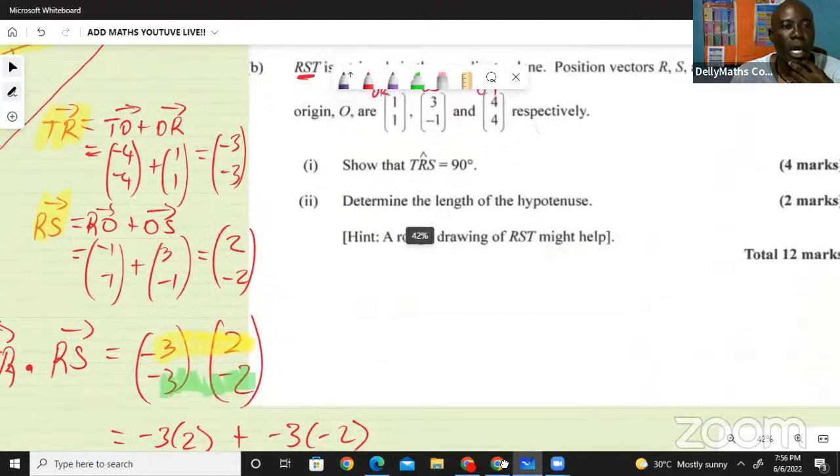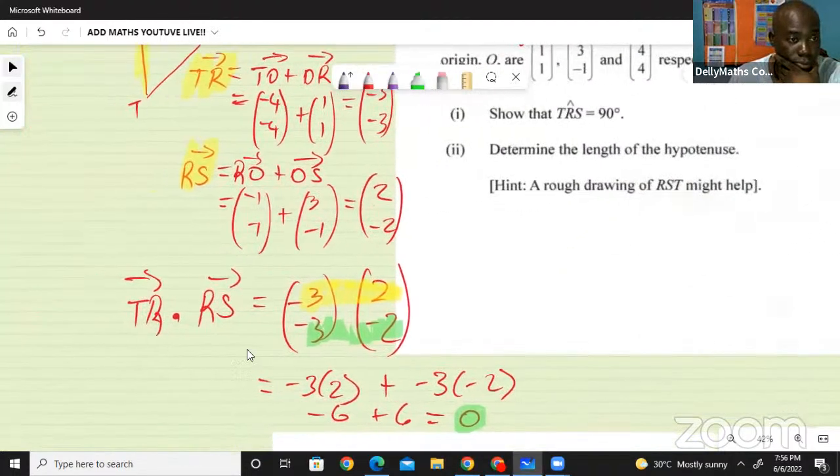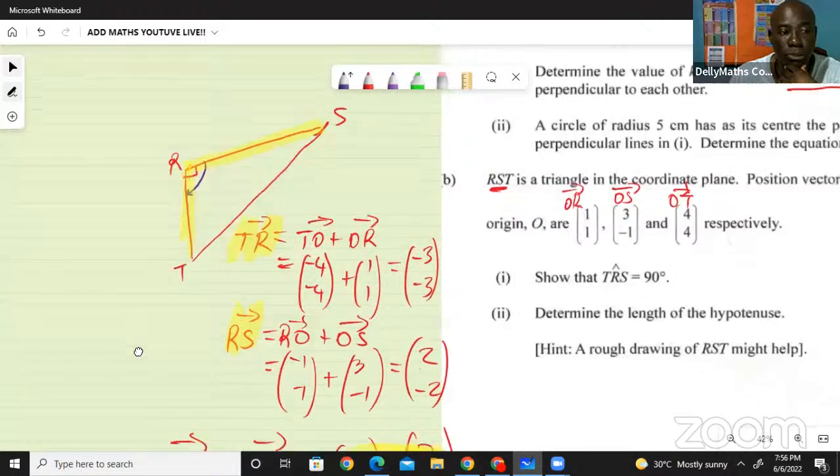So we're good. The next question is asking us to find the length of the hypotenuse. So, finding the length of the hypotenuse.